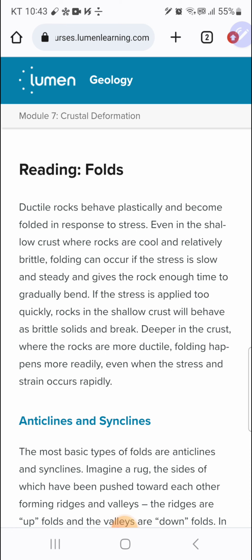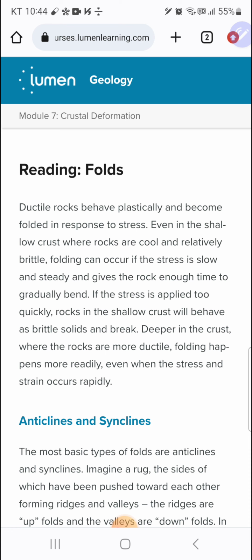Here we go. Module 7, Crustal Deformation, Reading Faults. Ductile rocks behave plastically and become folded in response to stress. Even in the shallow crust, where rocks are cool and relatively brittle, folding can occur if the stress is slow and steady and gives the rock enough time to gradually bend, buckling. If the stress is applied too quickly, rocks in the shallow crust will behave as brittle solids and break. If it's quick, right? Got it?